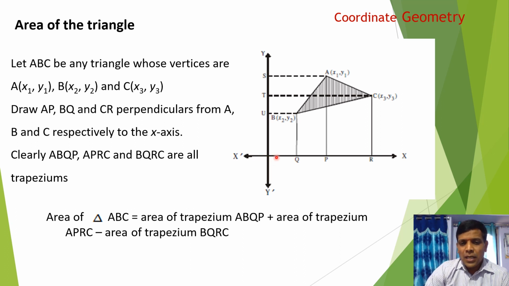Here this is the x-axis and y-axis, and the intersection point is the origin O. Here OQ represents x2 units, OP represents x1 units, and OR represents x3 units. At the same time, BQ represents y2 units, PA represents y1 units, and RC represents y3 units. These are the distances, x coordinate and y coordinate. Are they clear?